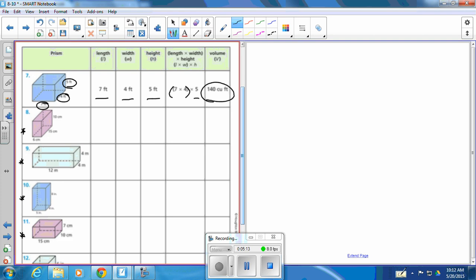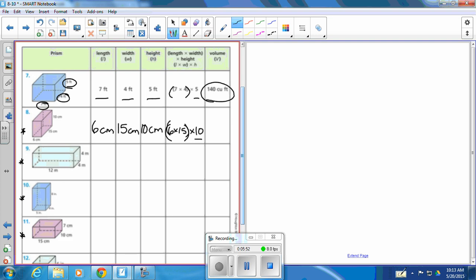So let's try number 8 together. What's the length? 6 what? Centimeters. What's the width? 15 centimeters. What's the height? 10 centimeters. So our formula is going to be the quantity of 6 times 15 times 10. Do the parentheses really make a difference here? No, because of order of operations, multiplication is going to happen in that same order anyway. So it doesn't really make a difference. It's just teaching you length times width of one layer, and then how many layers are there, what's the height.